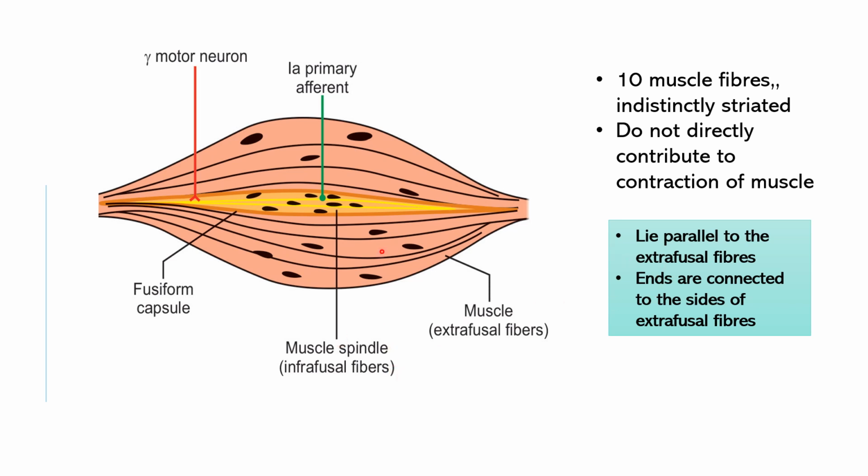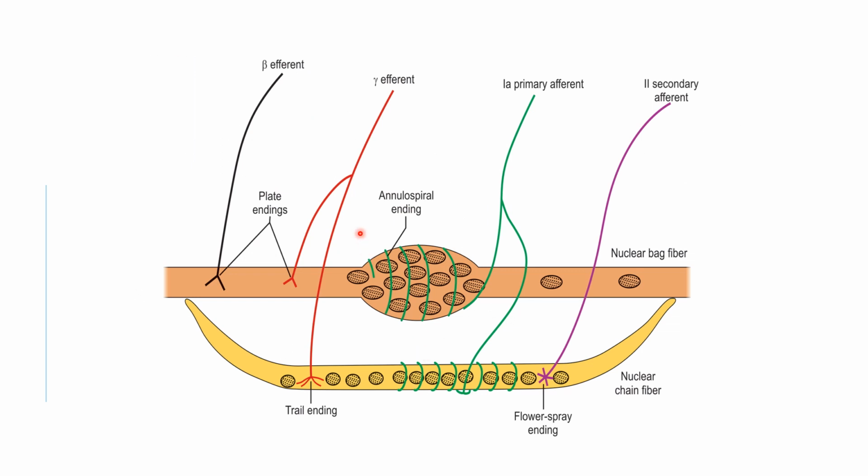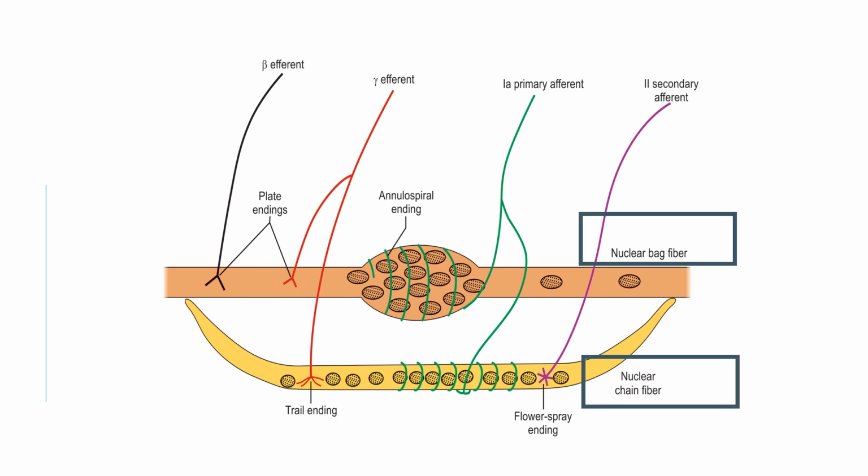The ends of these intrafusal fibers are connected to the sides of the extrafusal fibers. The intrafusal fibers are of 2 types. One is the nuclear bag fiber, another is the nuclear chain fiber. The nuclear bag fiber is so called because its central portion is dilated like a bag and it contains many nuclei. We can see here. And out of these 10 intrafusal fibers, 2 fibers are the nuclear bag fibers. One is the static nuclear bag fiber, another the dynamic bag fiber.